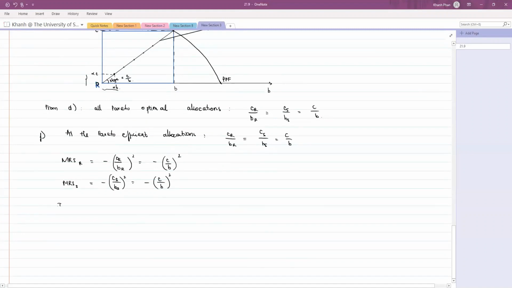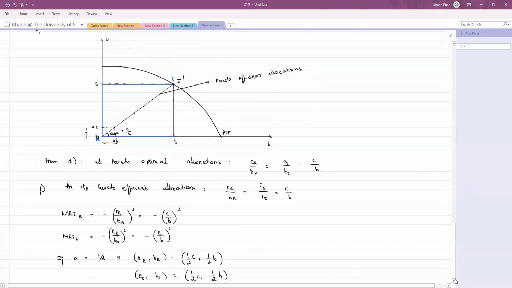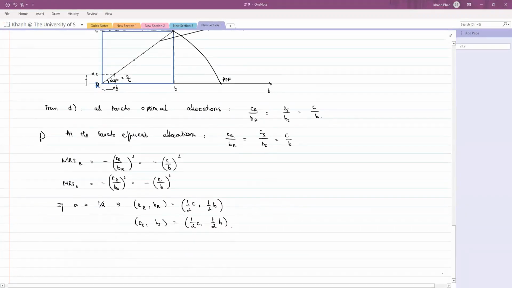Now if alpha equals a half, which basically means that Richard is consuming CR and BR equal to a half of C and a half of B. And very similar for Seth, he is going to be consuming half of each of the goods, so half of C and half of B. So we want to show this optimal allocation on the diagram.